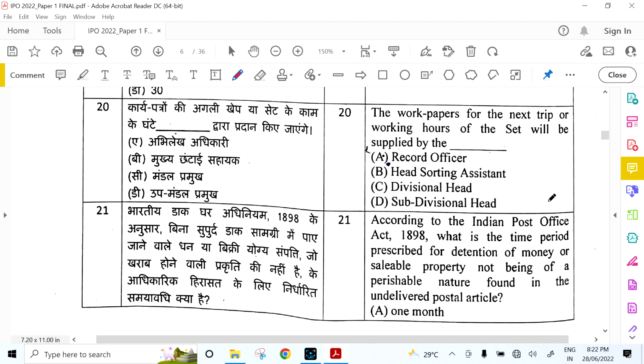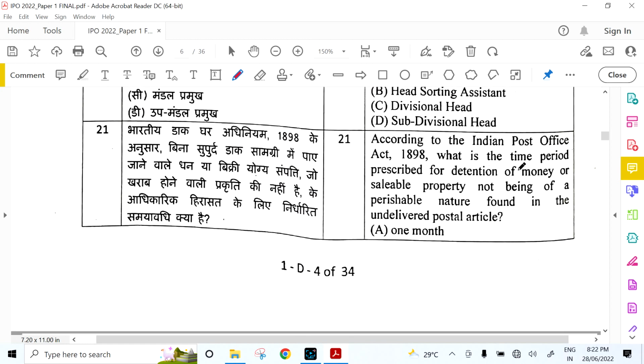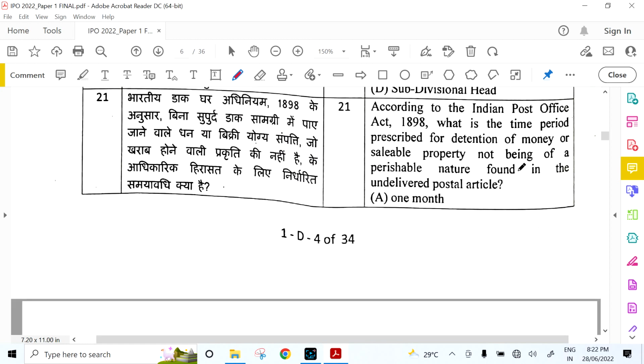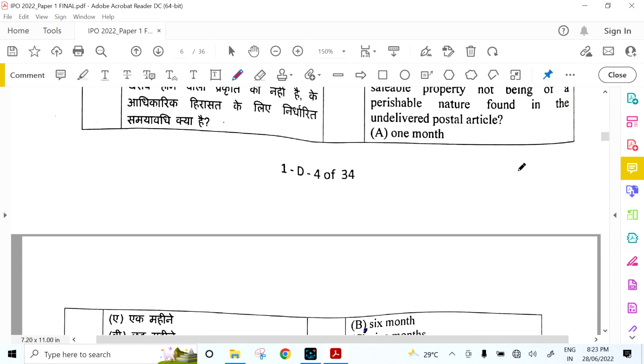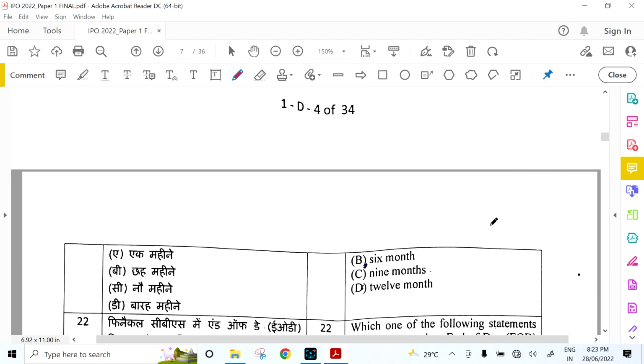The work papers for next trip or working hours of a set will be supplied by. The answer is record officer. It is volume 7. Next, according to the India Post Office Act 1998, what is the time period prescribed for detention of money or saleable property not being of perishable nature found in undelivered postal article? 1 month, 6 months, 9 months, 12.